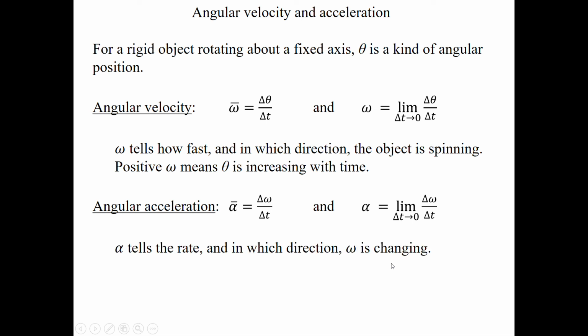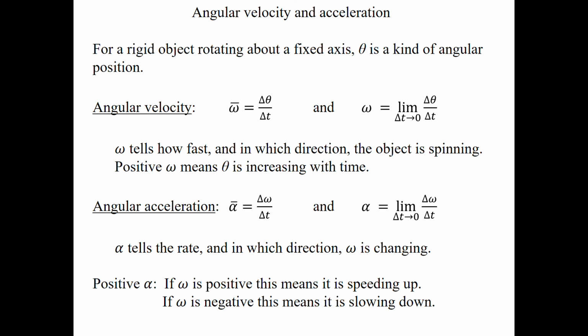Again, in common language, alpha tells the rate and in which direction omega is changing. So alpha is 0 means you have a constant omega. It's spinning at a constant rate. If alpha is positive, well, as with regular acceleration with ax, it's somewhat less intuitive. If you have a positive alpha, that means if omega is positive, then it's speeding up. It's becoming more and more positive. Whereas if you have a negative omega, it's actually slowing down in that direction.